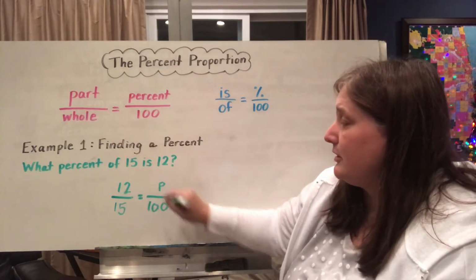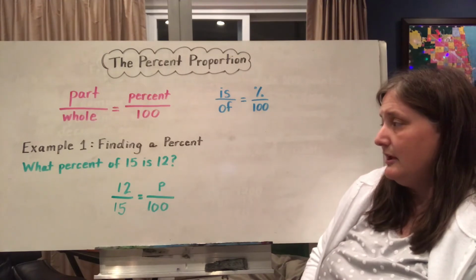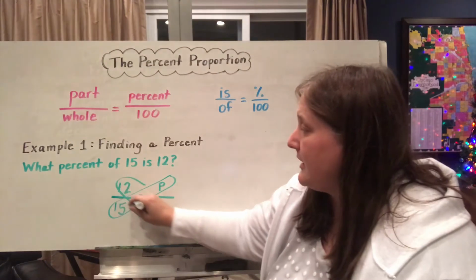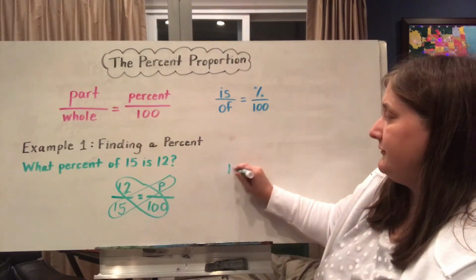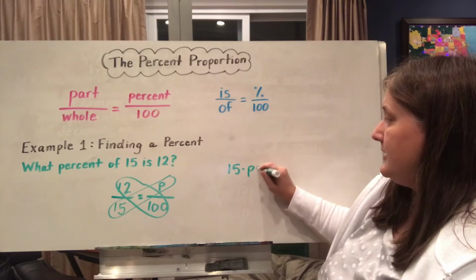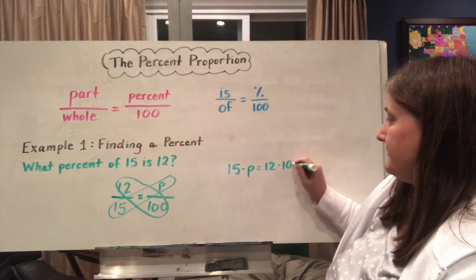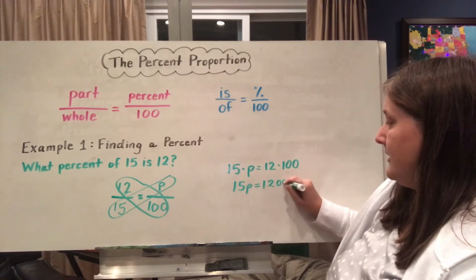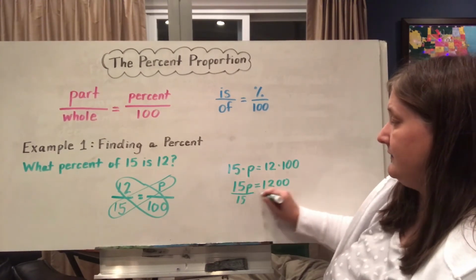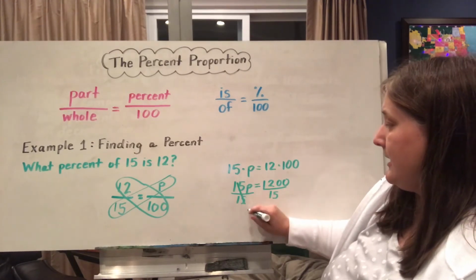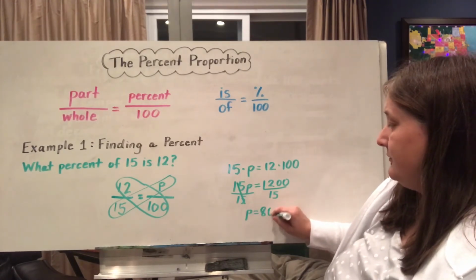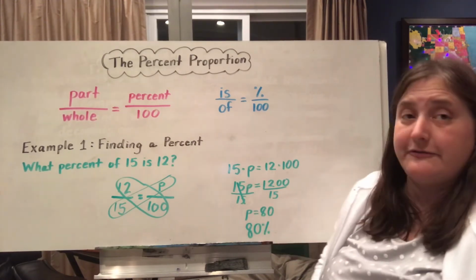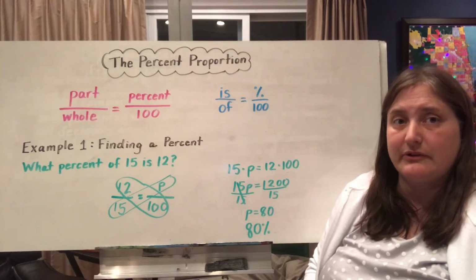So I can put any variable here, but I'm going to put p since I'm missing the percent. So I'm solving for p. I'm going to use cross products here to find my answer for p. So 15 times p equals 12 times 100. So 15p equals 1,200. I'm going to divide both sides by 15 to solve for p, and I get p equals 80. So my missing percentage there is 80%. So 12 out of 15 represents 80%.